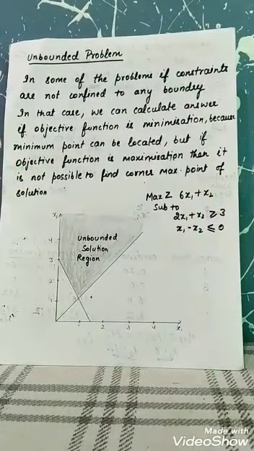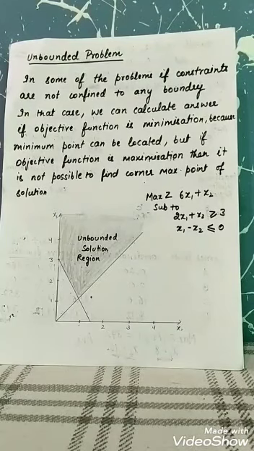And here one of the special cases is the unbounded problem, which means if our constraints are not confined to any boundary, our feasible solution is unbounded, then our problem has an unbounded solution. But there is a twist. We can calculate the answer in the case of an unbounded problem if the objective function is minimization, because the minimum point can be located. And if our objective function is maximization, then it is impossible to find the maximum point of the solution.